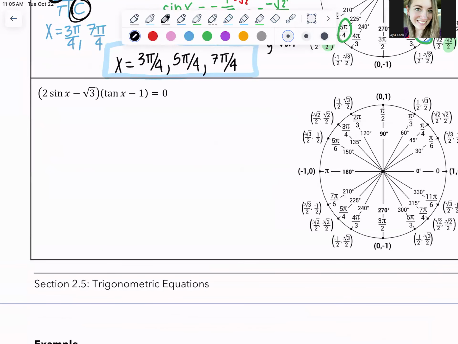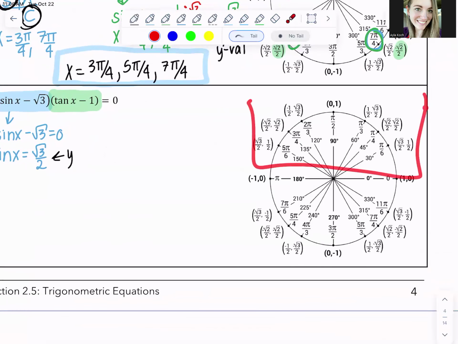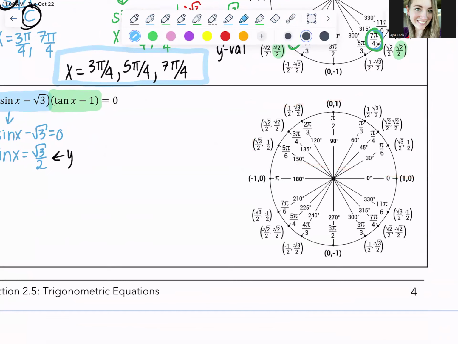All right. Looking at this guy here, we have 2 sine x minus square root 3 times tangent of x minus 1. Set each of those equal to 0. 2 sine x minus square root 3 equal to 0. That means that sine x is equal to square root 3 over 2. That is a y value. So where is the y value, square root 3 over 2? Positive, so these two quadrants. Square root 3 over 2, oops, that's an x value. Square root 3 over 2 as a y value. That's at 2 pi over 3 and pi over 3.